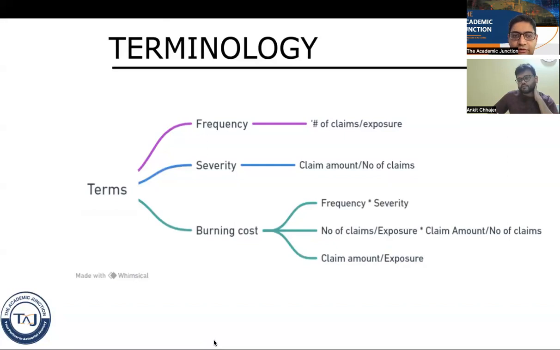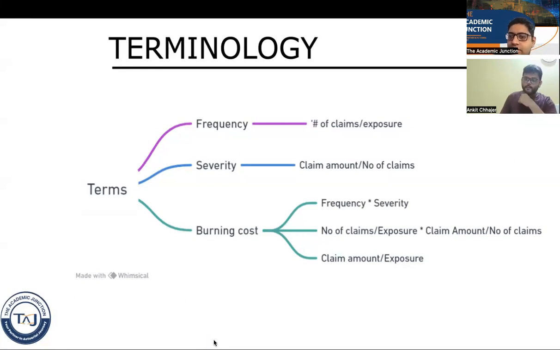What is the equation there? So you can basically equate that, right? Frequency is number of claims by exposure, severity is claim amount by number of claims. So burning cost is nothing but claim amount by exposure, right? We've already discussed, burning cost is the amount of money you expect to lose on every policy that you underwrite. If my burning cost is 100 rupees, for every policy that I underwrite, I'm going to lose 100 rupees. The indication here is that the premium has to be at least 100 rupees for me to cover all my losses, right?